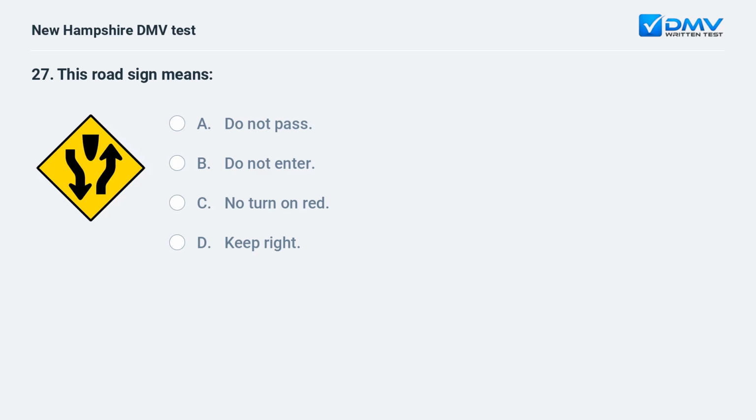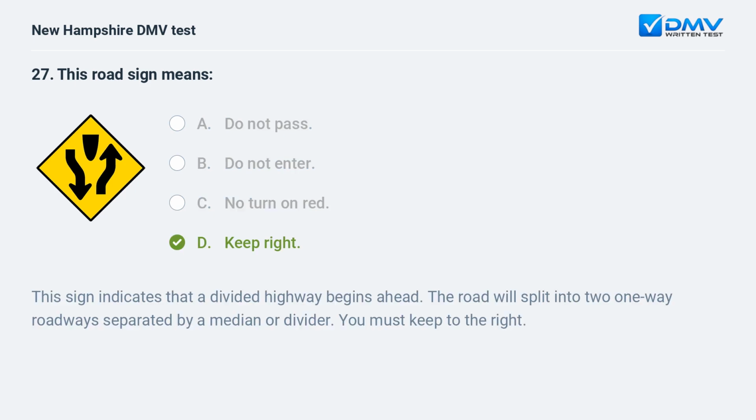This road sign means A. Do not pass. B. Do not enter. C. No turn on red. D. Keep right. D. Keep right. This sign indicates that a divided highway begins ahead. The road will split into two one-way roadways separated by a median or divider. You must keep to the right.